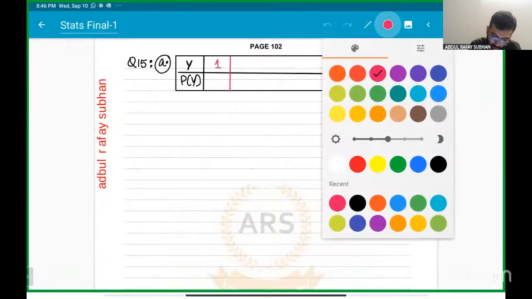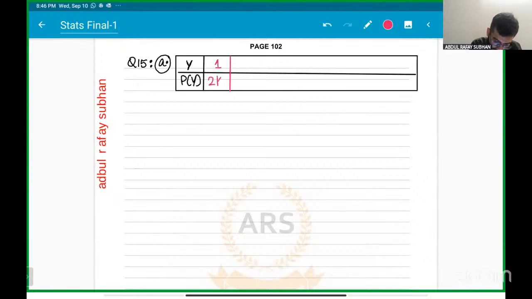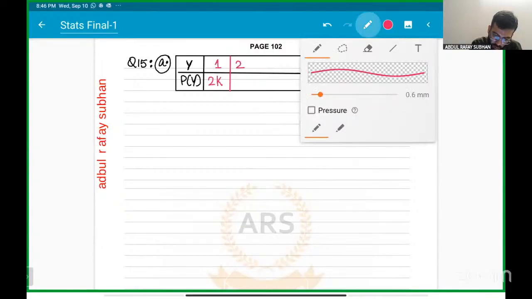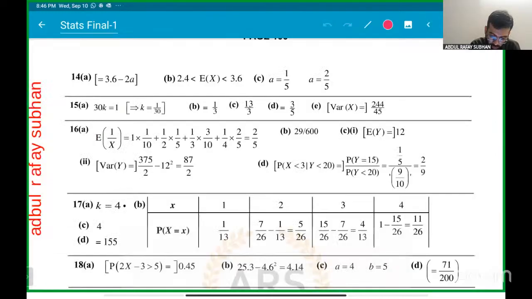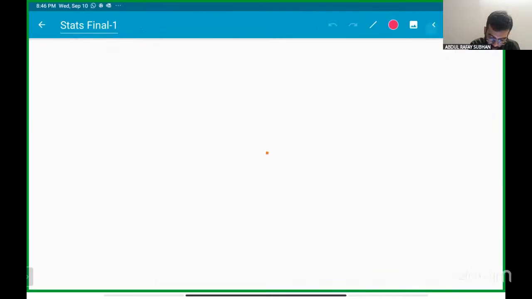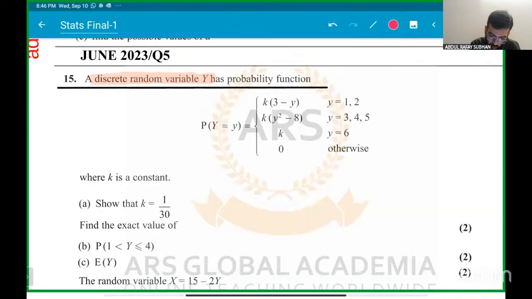Is everyone getting it? The probability of y will be 2k when the y value is 1. When the y value is 2, what will be the probability? 3 minus 2 will be 1, and 1 times k. So just substitute 2 now: 3 minus 2 is 1, and 1 times k will be k.